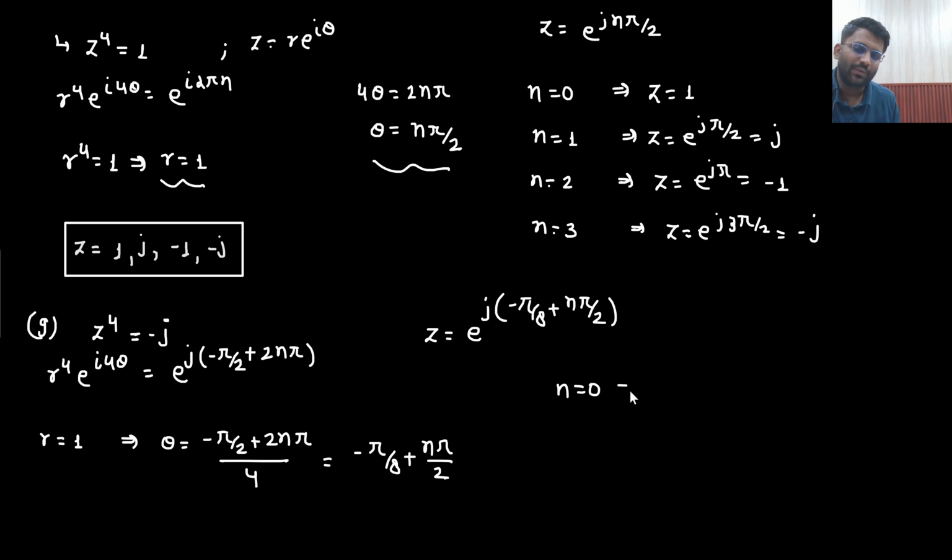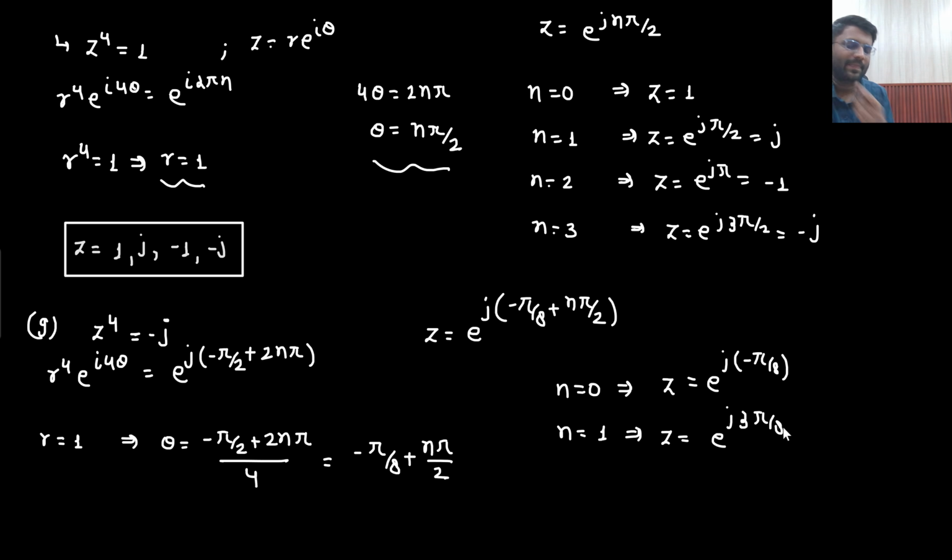When you put n equals 0, the value of z comes out to be e to the power j minus pi by 8. When you put n equals 1, the value of z comes out to be e to the power j 3 pi by 8, right? If you put n equals 1, pi by 2 minus pi by 8, what will be the answer? The answer would be 3 pi by 8.